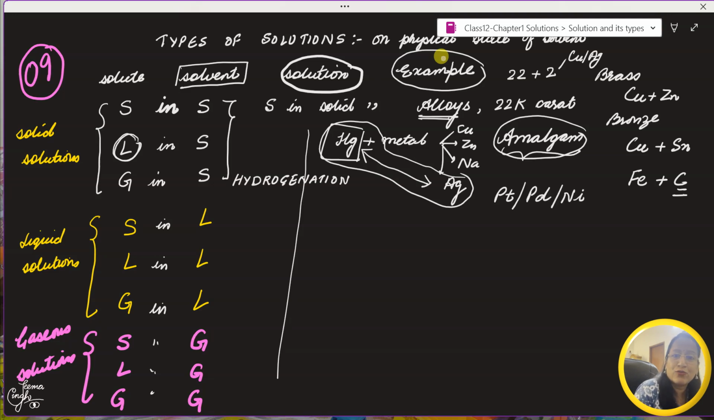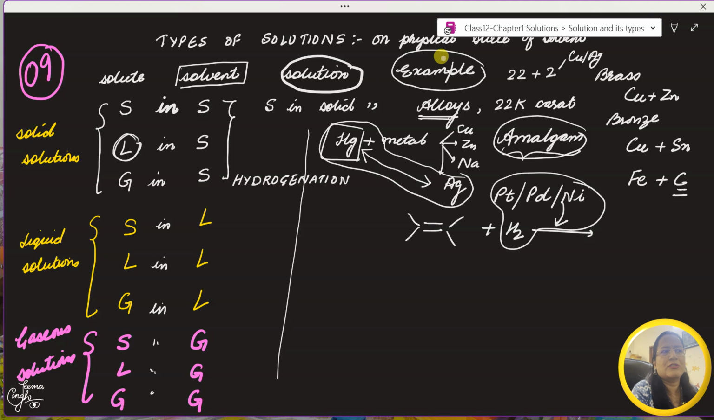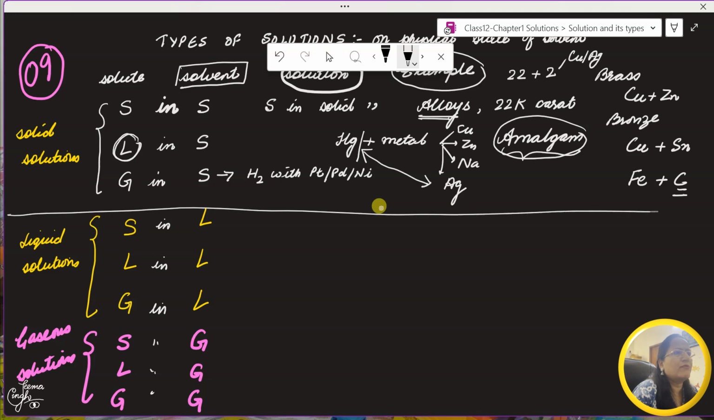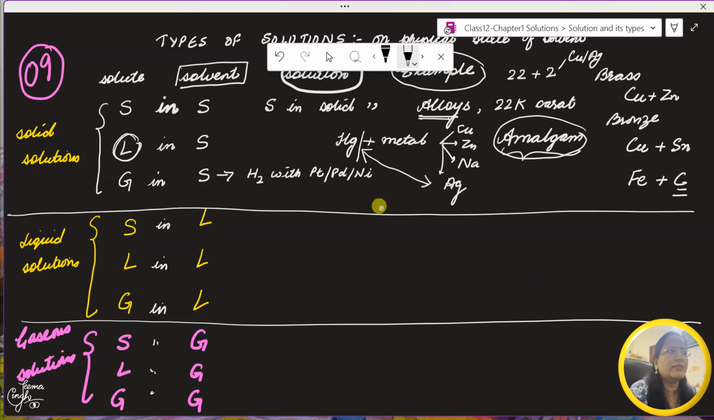So when you added hydrogen to a double bond, something like this, I'll be very quick with this. When you add that hydrogen, these are the catalysts over here. Hydrogen is forming a solution with any of these metals, and that's when you use it in the reaction. So the example is hydrogen with any of the metals, platinum or palladium or nickel, right? So we are done with the examples of the first type of solutions, which are solid solutions. Clear? The first one, solid in solid, alloys, then amalgam, and then you have hydrogenation, that's hydrogen with platinum, palladium, and nickel. It forms a homogeneous mixture.